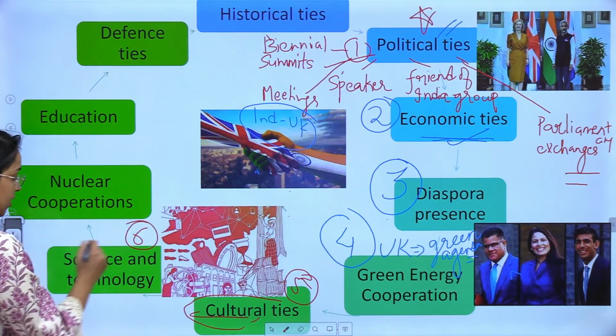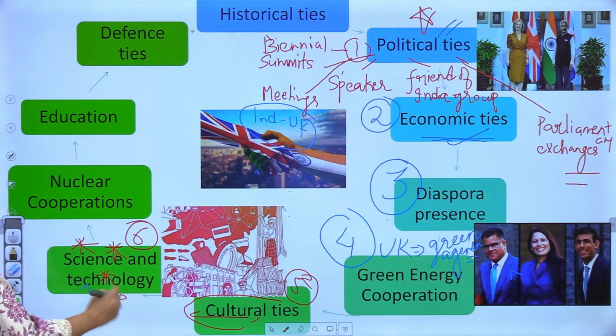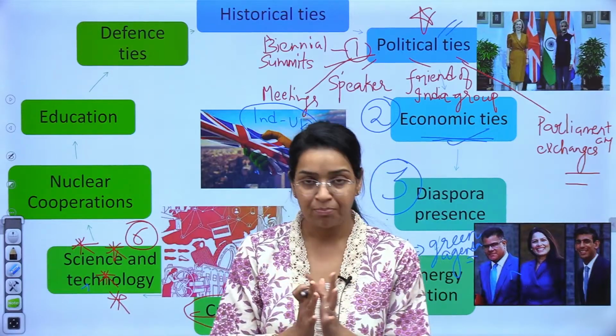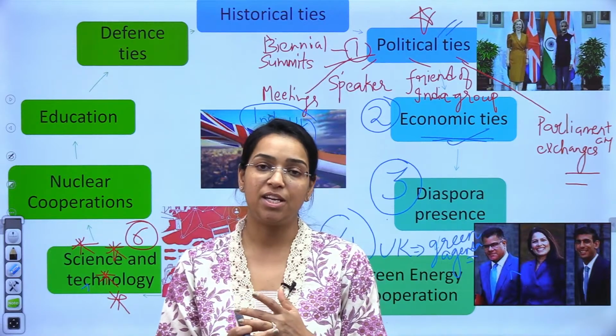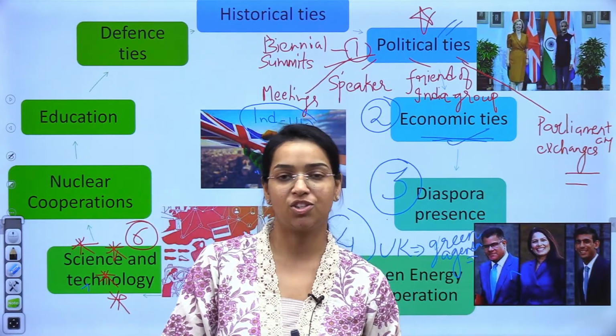The sixth very important area of cooperation is the cooperation in the science and technology field, right? In the science and technology field, right? Now understand that UK is a leader in science and technology field. आप देखिए, if you have read world history, which was the first nation to industrialize in the world?